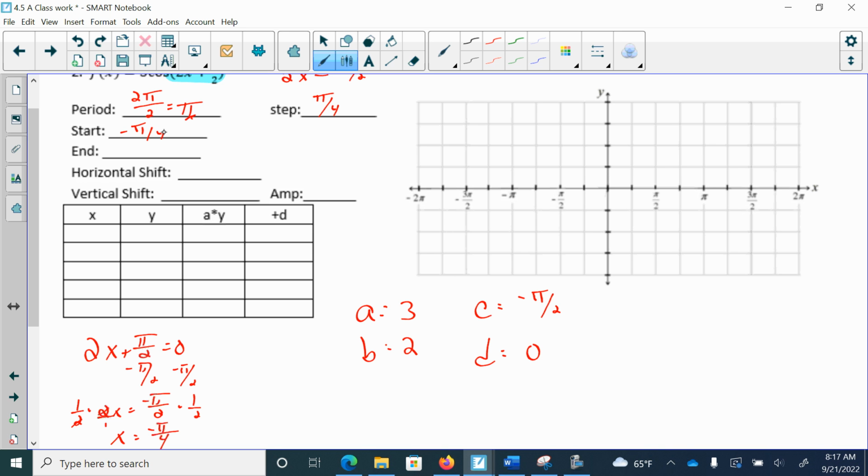To find my end, I'm going to take that 2x plus pi over 2, and I'm going to set it equal to 2 pi.